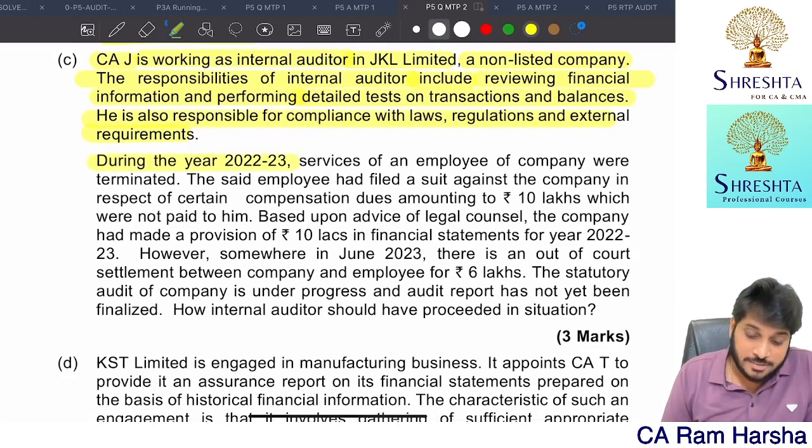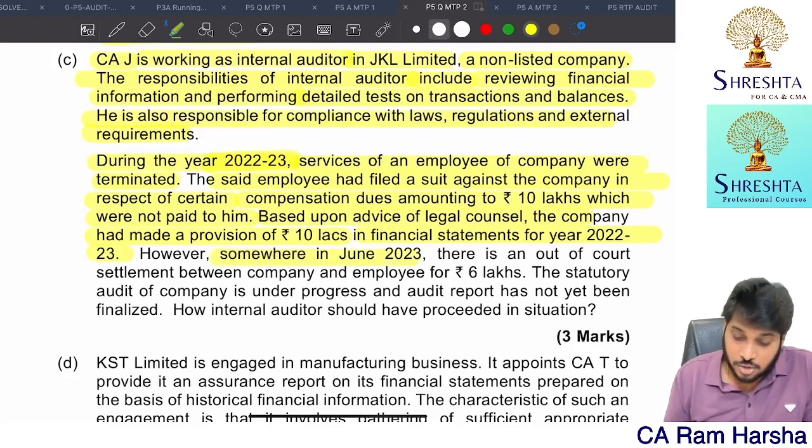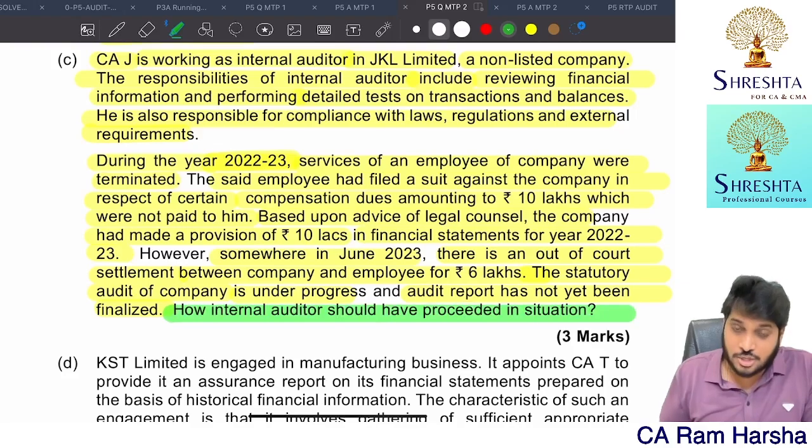During the year 22-23, the services of an employee of a company were terminated. The said employee had filed a suit against the company in respect of certain compensation due amounting to 10 lakhs which was not paid to him. In 22-23 only it was terminated. Based upon the advice from legal counsel, the company had made a provision of 10 lakhs in the financials for 22-23. However, somewhere in June 2023, there was an out of court settlement between the company and the employee for 6 lakhs. The statutory audit of the company is under progress and the audit report has not yet been finalized. How should the internal auditor proceed?